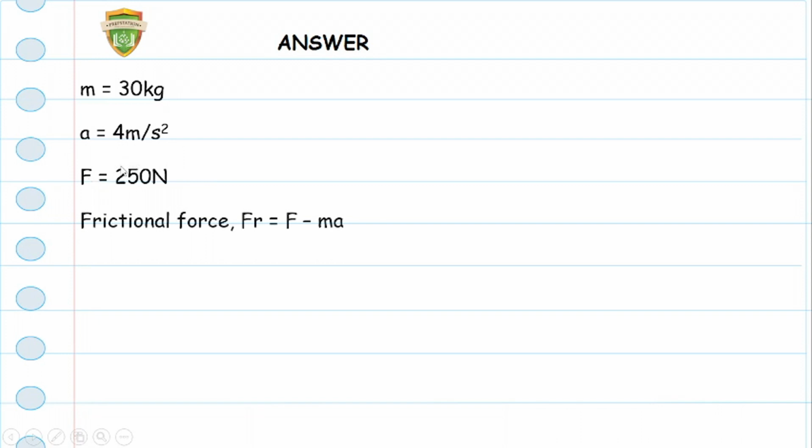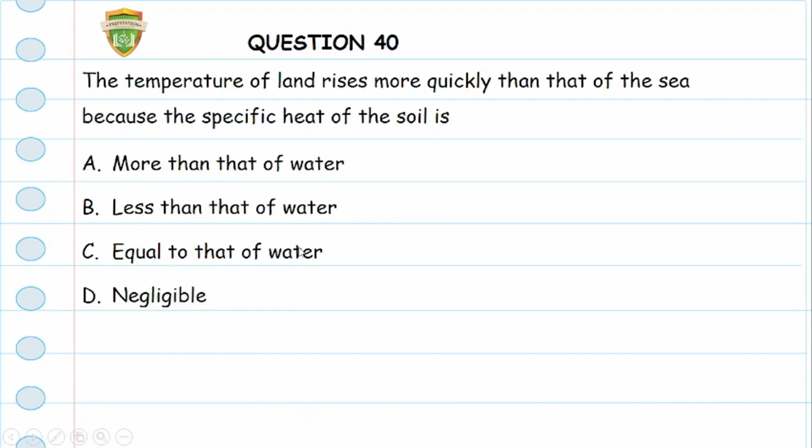Now, we're representing frictional force as Fr, which is simply the force minus mass times acceleration. Now, I know that this is also force, but this force is the force that was exerted, and this force is the other force that is caused by the mass and the acceleration. So to get the frictional force, that will simply be 250 minus 30 times 4, which will be 250 minus 120, which is 130 newtons. And that is option B.